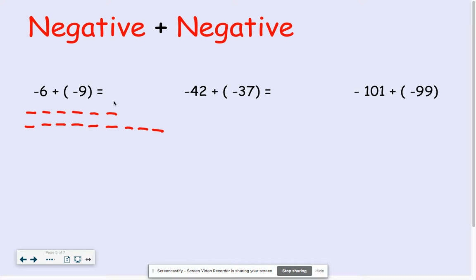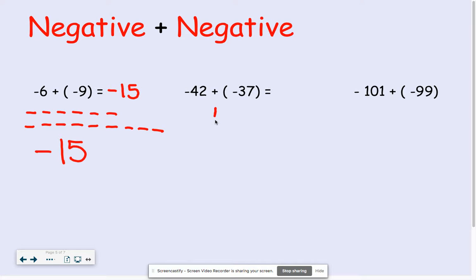Now, because they all showed negatives, all I was doing was I could count every single one of these and I would find out that I have 15 of them. And that is 15 negatives. So that would be our answer, -15. Remember, we're getting a bigger negative amount.